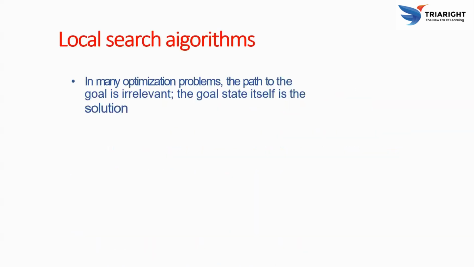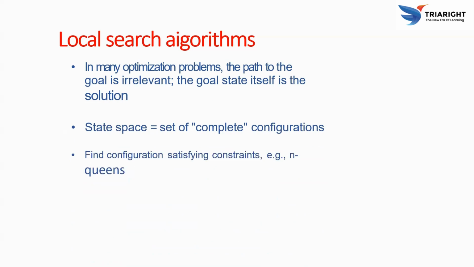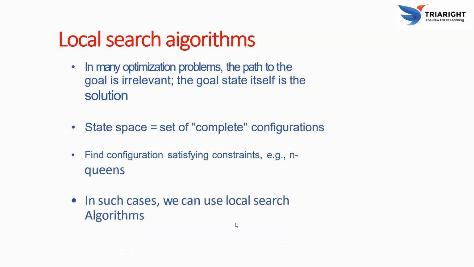So local search algorithm. In many optimization problems the path to the goal is irrelevant. The goal state itself is the solution, right? State space equals the set of complete configurations, and the final configuration satisfies the constraints. Example, n queens, we already discussed about it. In such cases, we can use local search algorithm too, right?